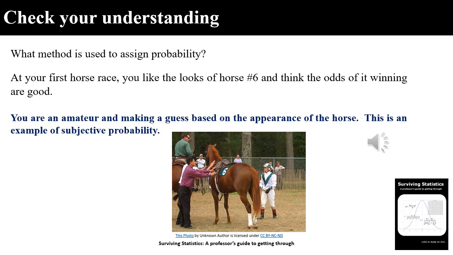Well, let's examine the facts. You're an amateur. You don't know anything about horses, and you simply guessed based on the appearance of the horse. This is a really bad example of subjective probability.